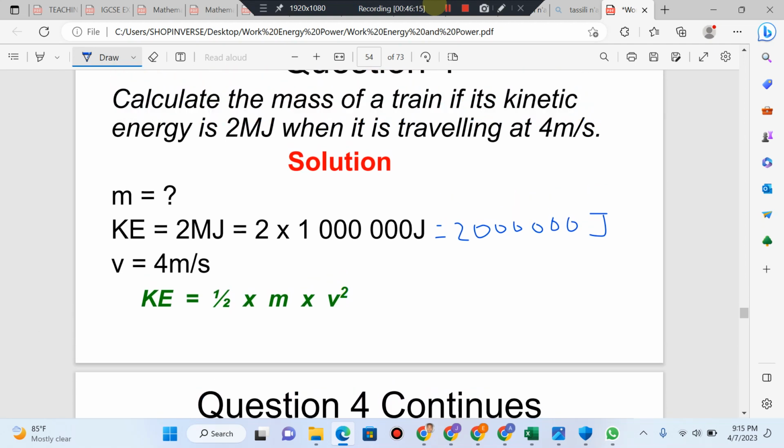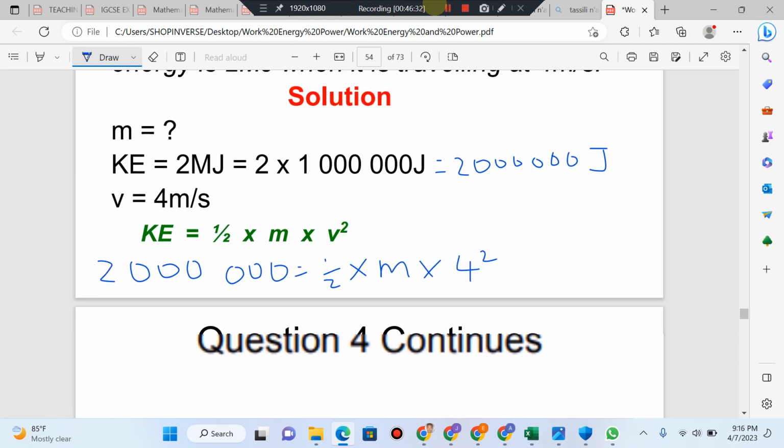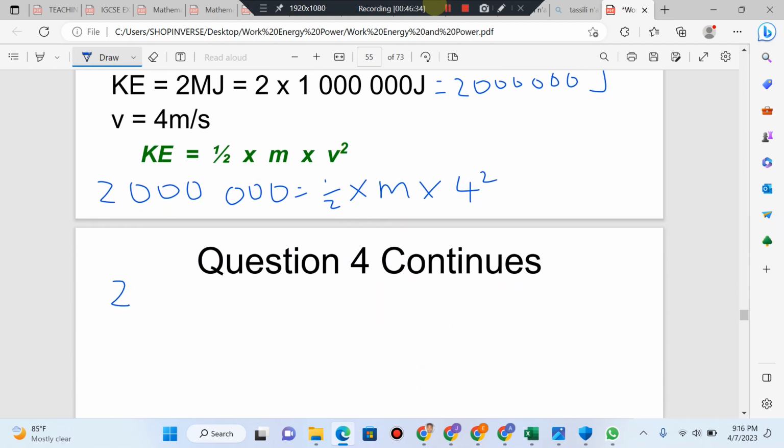Your speed is 4 meters per second. Now, if you want to solve this, you substitute. Kinetic energy is 2 million joules. So you write 2 million is equal to half times m. The mass is m, because the mass is not given. Times v. Your v is 4, right? So times 4 squared.